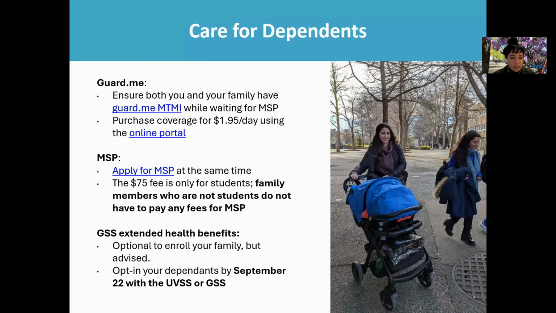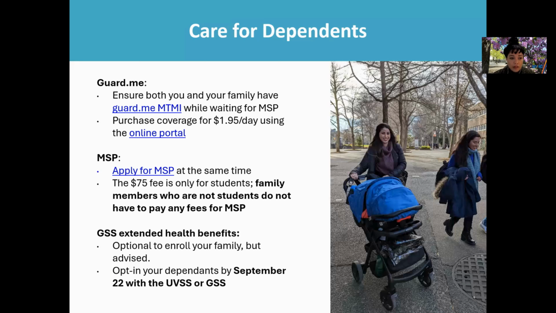Depending on their situation or your plan for your family's arrival, it would be a good idea to consider what health insurance options are going to make the most sense to keep your family safe. If you and your family are arriving at the same time, it's important that you ensure both you and your family have GuardMe while you're waiting for your MSP coverage. So you can purchase comparable coverage to your plan for your family members for $1.95 a day each through the online GuardMe portal. When you apply for MSP, you're also able to include your family members in your application. So you will all share a family account.